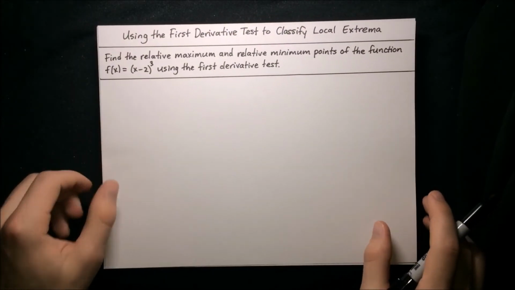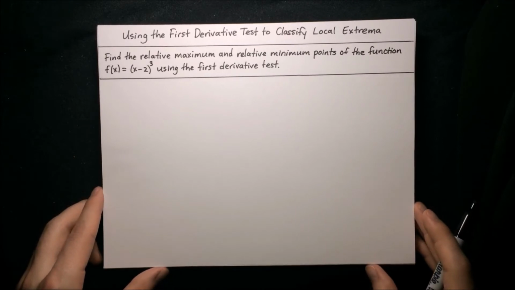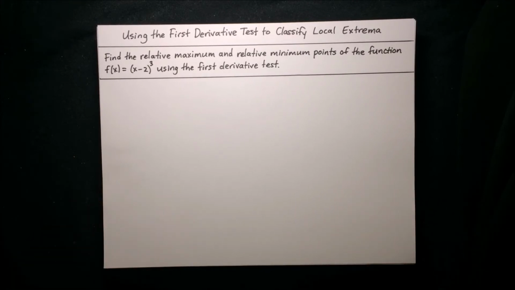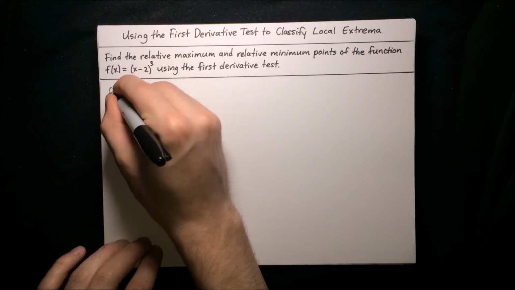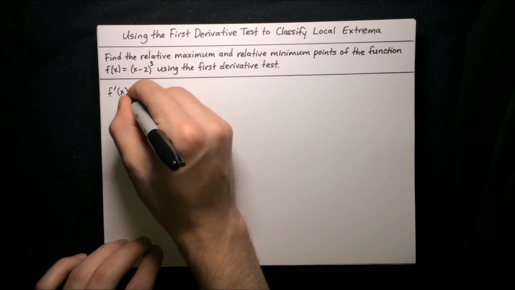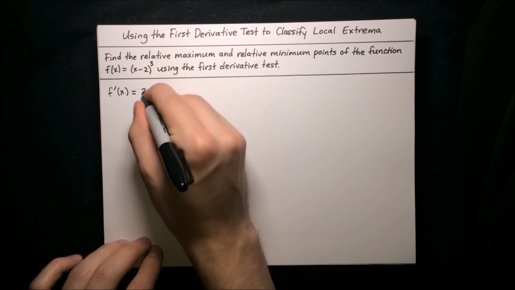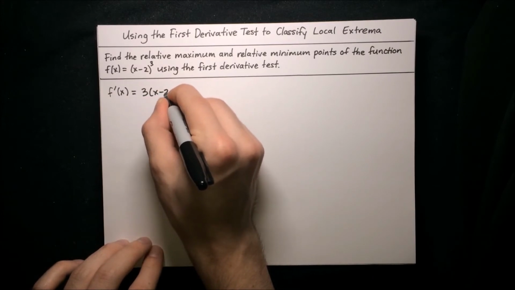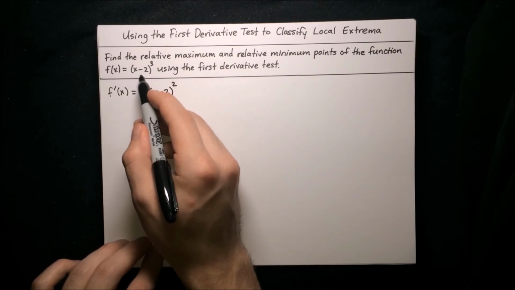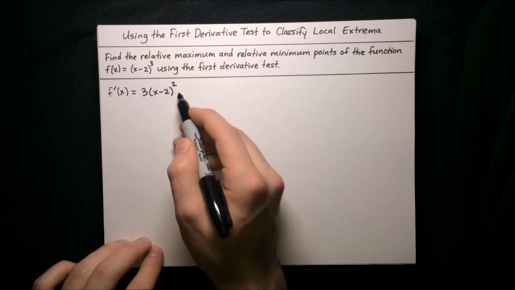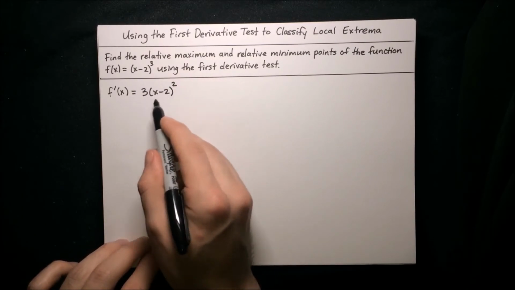Here's the next problem. We want to find the relative maximum and relative minimum points of the function f of x equals (x minus 2) cubed using the first derivative test. So, as usual, we're going to differentiate the function first because we want to find the critical points. F prime of x is equal to 3 times (x minus 2) squared, and then the chain rule on the inside would just give us a derivative of 1. If we multiply by 1, it stays the same, so this is the full derivative.